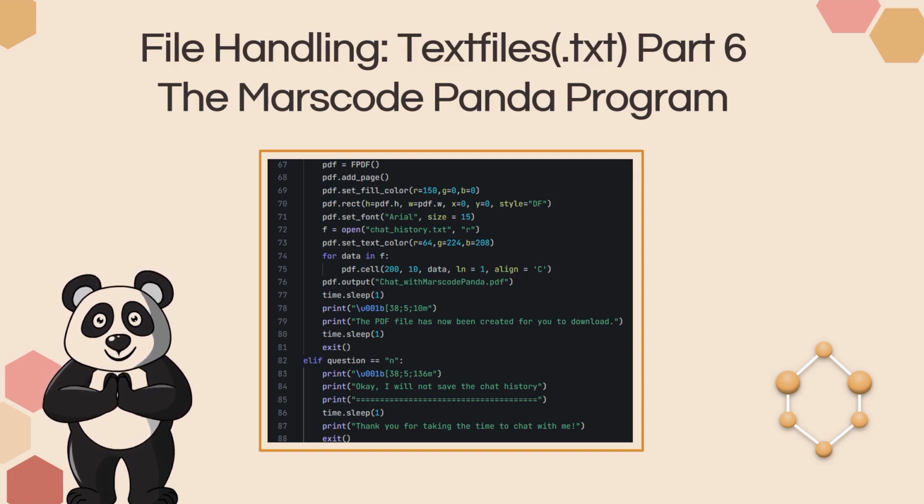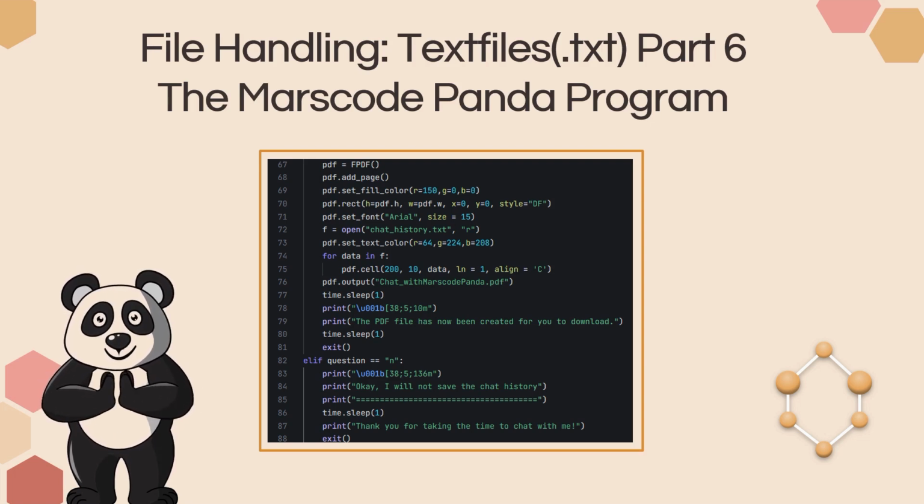text file. On line 75, we're basically writing all that information that we're getting from the text file to the PDF by setting the cell and basically specifying what we want to write, which you can see there is data, and specifying that it goes on line 1 and it aligns the text to the center, which is C.